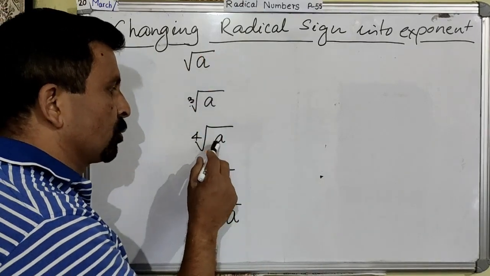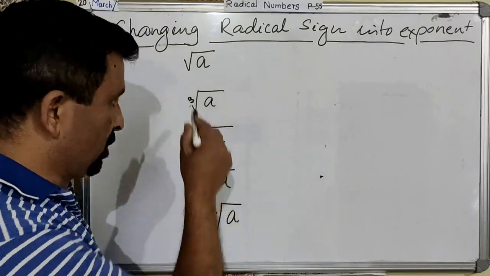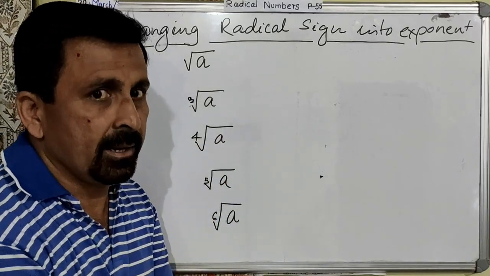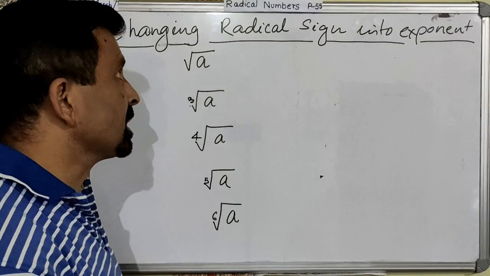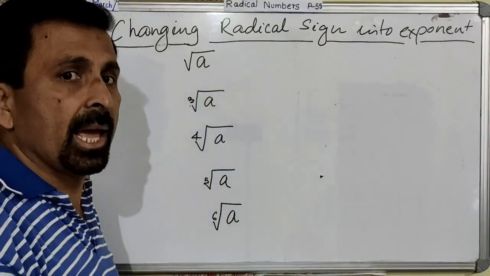This will be read as fourth root of a. This will be read as fifth root of a. This will be read as sixth root of a. So this way we have also learned how to read these radical signs, radical numbers. Very important. Now we are going to move on to how to change these radical signs into exponents.